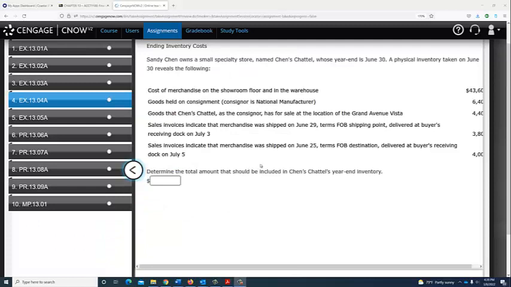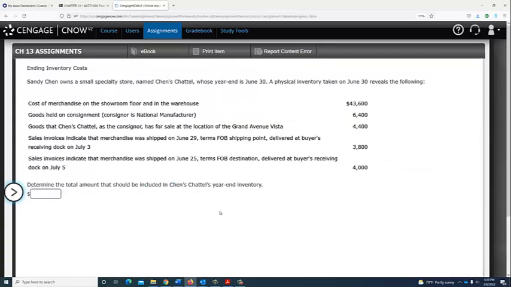The next exercise we'll look at is exercise 13.4, and this exercise deals with year-end inventory, which amounts should be included and which amounts should not be included in the ending inventory. Okay, so first of all, we have the cost of the merchandise on the showroom floor, and of course that would definitely be included. So I'm going to go ahead and add that in.